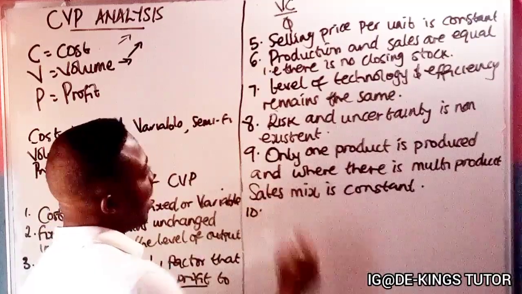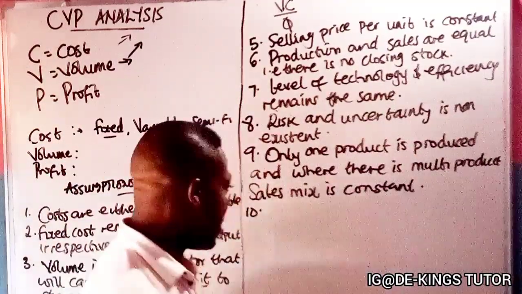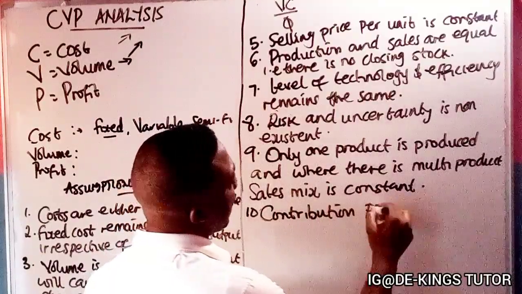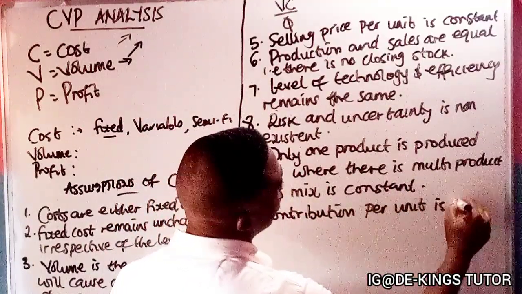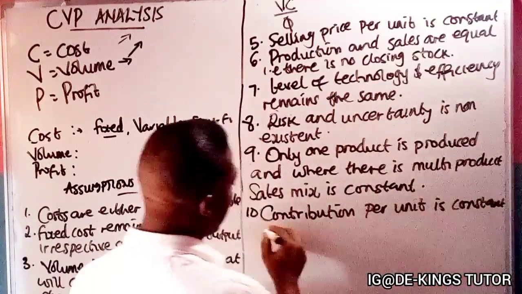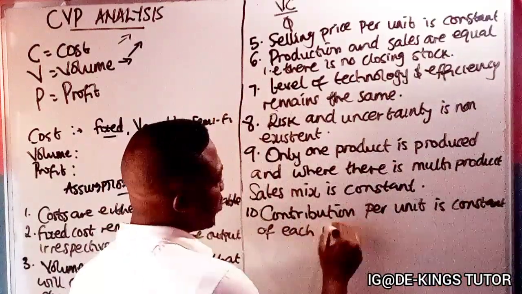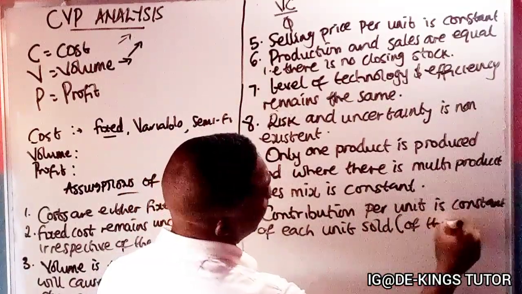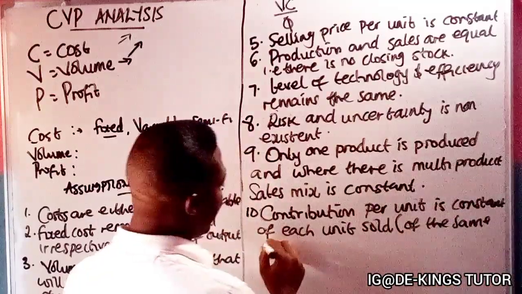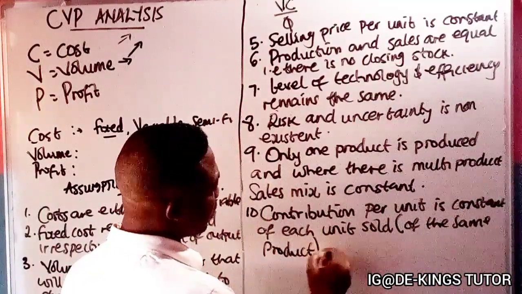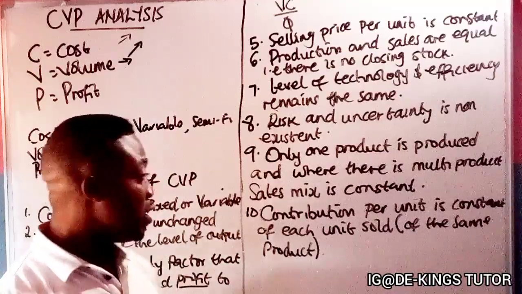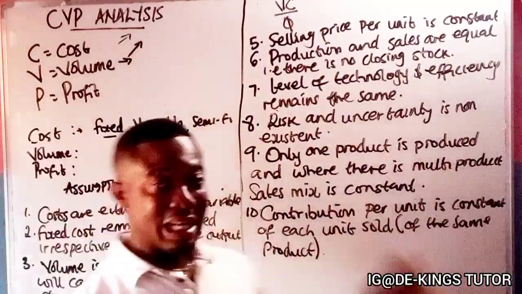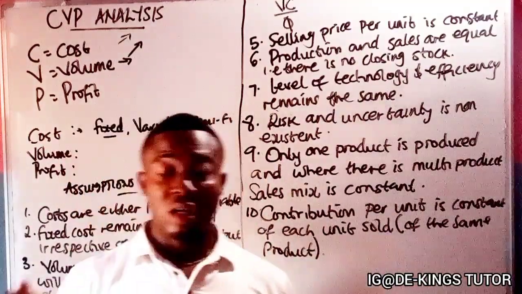Now the 10th assumption that we're going to see is that contribution per unit is constant of each unit sold, of the same product. Contribution per unit is constant of each unit sold. Okay, so these are the underlying assumptions of the CVP.